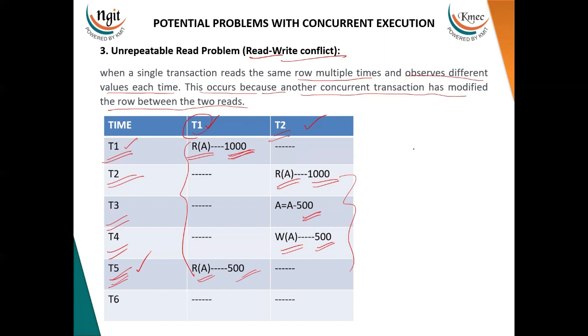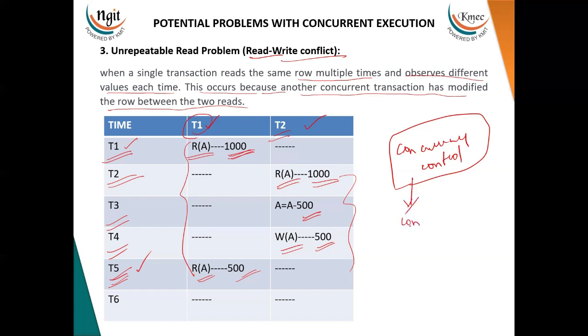To overcome these problems, a concurrency control mechanism is used. This is one kind of component in transactions, a mechanism which is mainly used for avoiding such kinds of problems. This is mainly used to allow concurrent execution of transactions as well as to maintain consistency in the database.